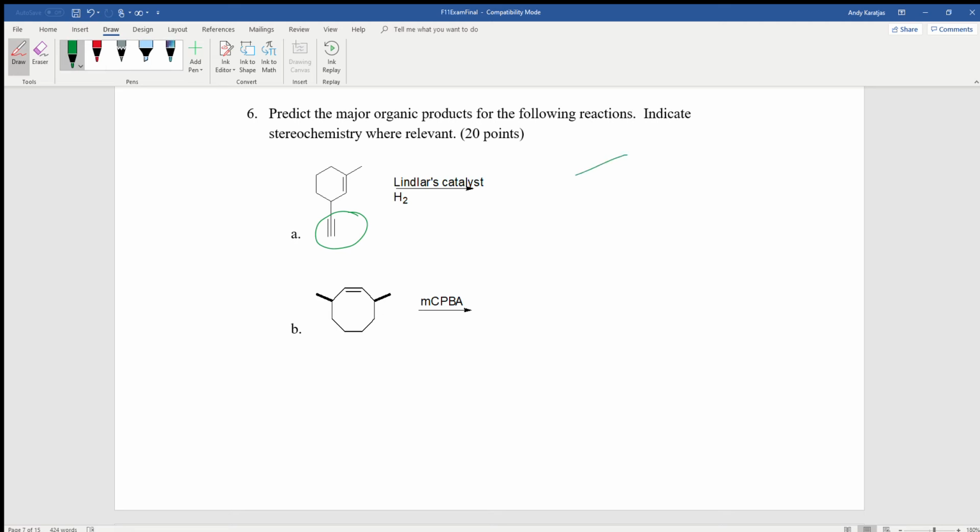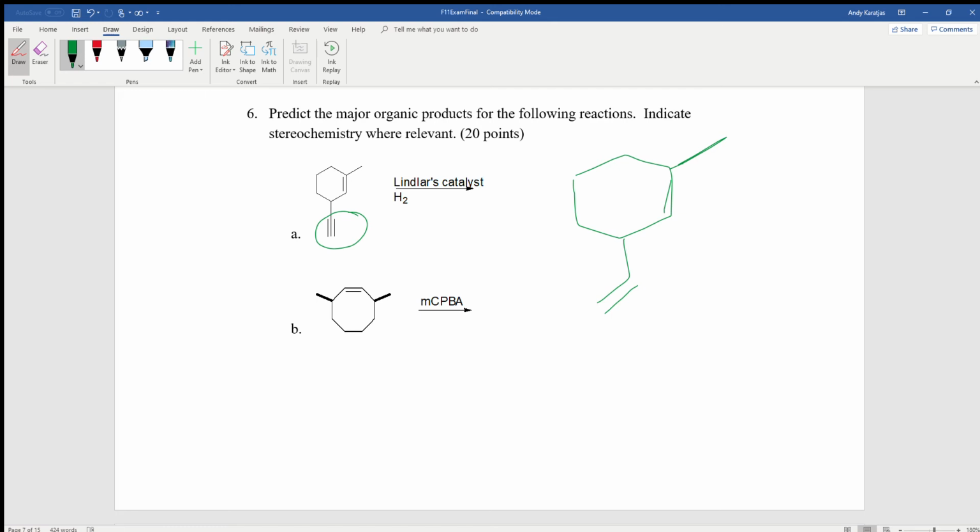The alkene, which is contained in the 6-membered ring, isn't reactive enough to react with Lindlar's catalyst, and so it'll remain untouched. But the alkyne gets reduced to the alkene. If stereochemistry was relevant in this problem, we would show it as the cis-alkene, but because the alkyne was terminal, there's no stereochemistry to indicate in the product.